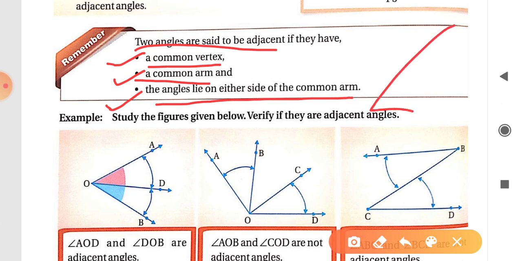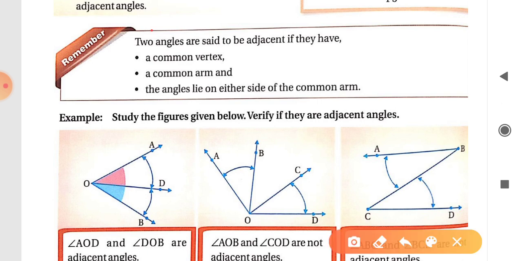For example, one angle is this and one is this. These angles are said to be adjacent if they have a common vertex. Yes, they have a common vertex. And if they have a common arm, yes, they have a common arm. Both angles have a common arm, and the angles lie on either side of the common arm, that is, opposite sides. One is here and another is here. So these angles are adjacent angles.